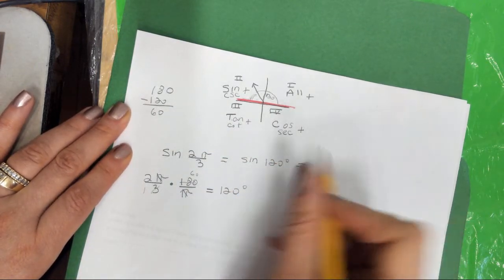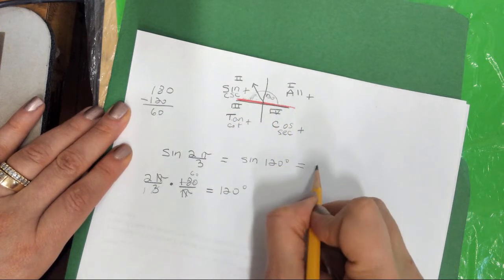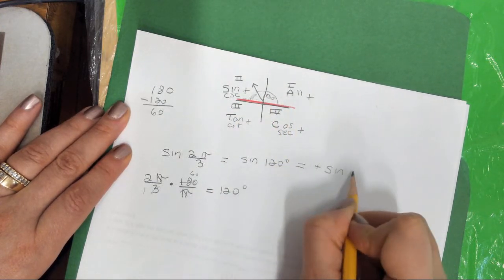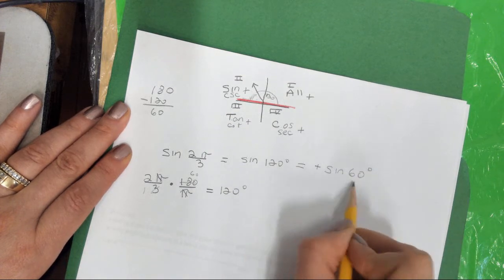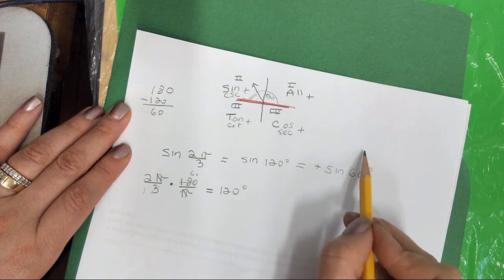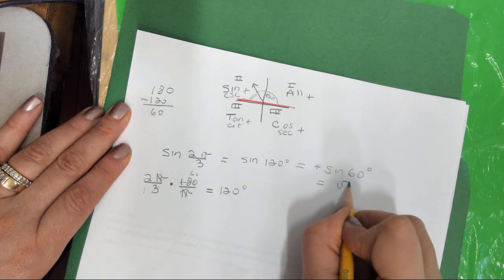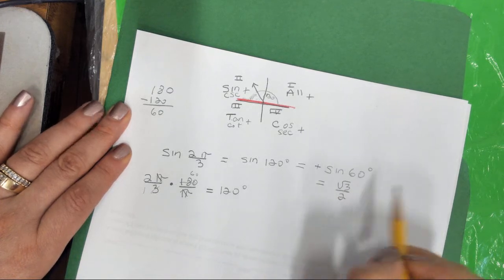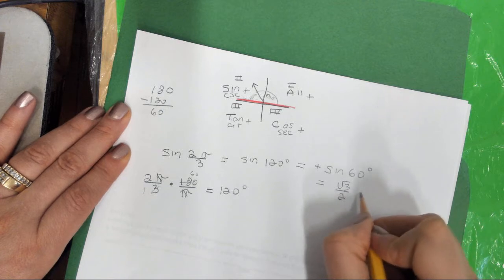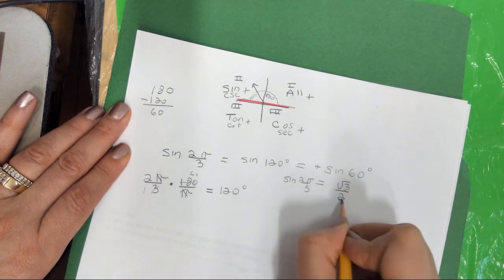So sine of 120 degrees, I'm in the second quadrant, sine is positive, and my reference angle is 60 degrees. Well, 60 degrees, if I memorize my chart, my 30, 45, 60, 1, 2, 3, this equals positive radical 3 over 2. So this is what sine of 2 pi over 3 equals.